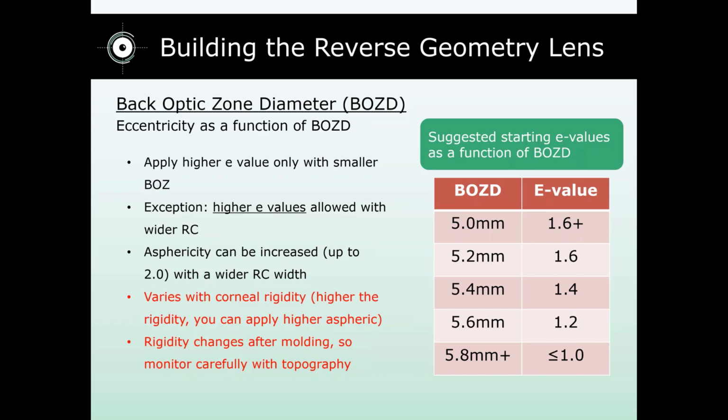The exception is with higher E value, which allows a wider reverse curve. Aspheric can be increased up to 2 with a wider reverse curve width. It varies with corneal rigidity: the higher the rigidity, the higher the aspheric you can apply. Rigidity changes after molding, so monitor carefully with the topographer.